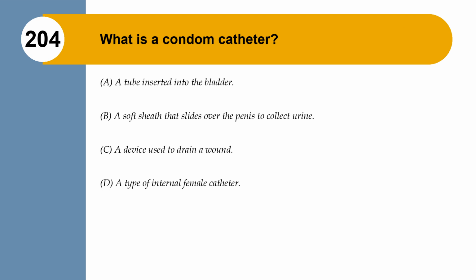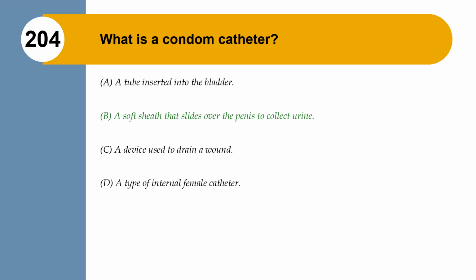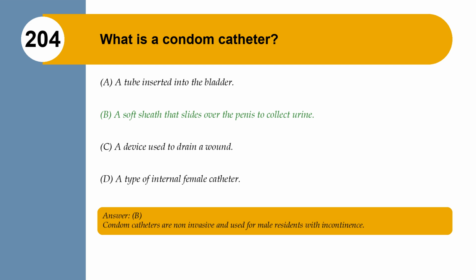Question 204. What is a condom catheter? Option A, a tube inserted into the bladder. Option B, a soft sheath that slides over the penis to collect urine. Option C, a device used to drain a wound. Option D, a type of internal female catheter. The correct answer is option B, a soft sheath that slides over the penis to collect urine. Explanation: condom catheters are non-invasive and used for male residents with incontinence.